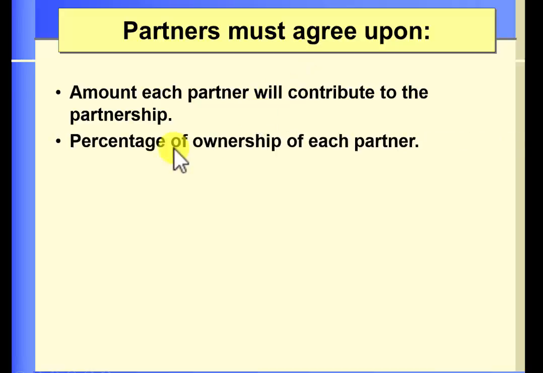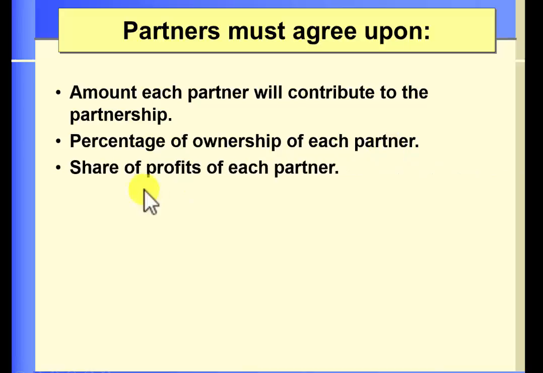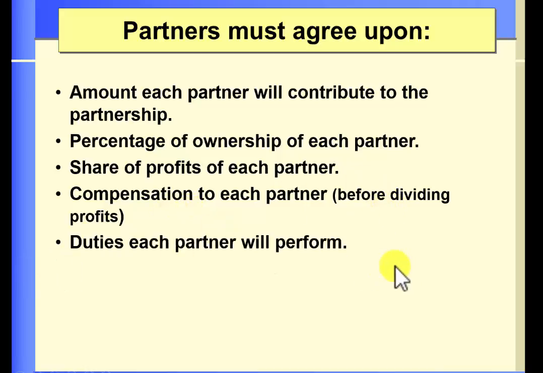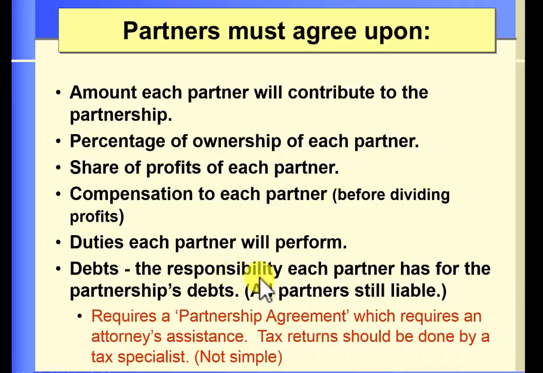They must agree upon the percentage ownership that each partner has in the partnership, the share of profits and losses that each partner gets, compensation to each partner before dividing the profits, duties of each partner to perform, and the debts and responsibility each partner has for the partnership debts. However, you might have an agreement on certain things, but the bottom line is, if creditors are suing, they're going to sue all the partners.